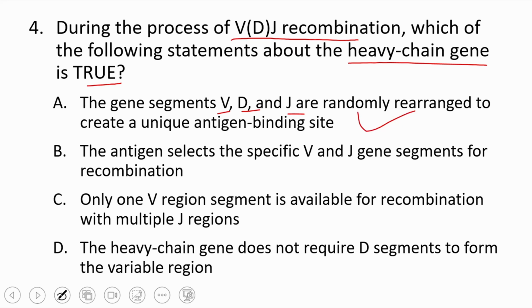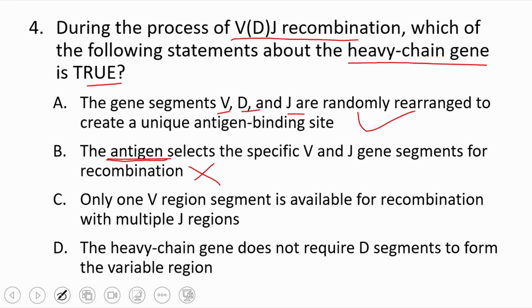The antigen selects the specific V and J segments for recombination. No, the antigen will not select. This VDJ recombination is before antigenic exposure. It's during maturation of these cells. So this is wrong. The antigen will not do that. But for B cells, when there is somatic hypermutation in secondary lymphoid organs, it's not going to select that, but the B cell will try to fit its receptor with the antigen.